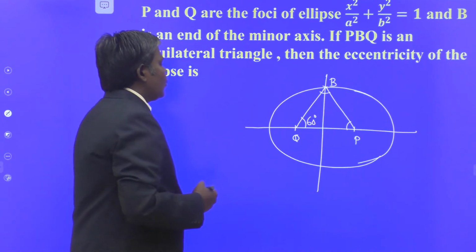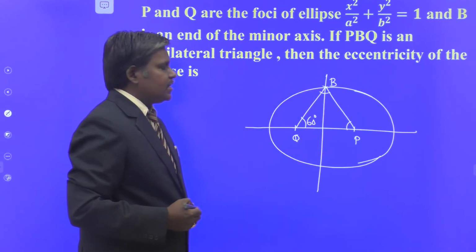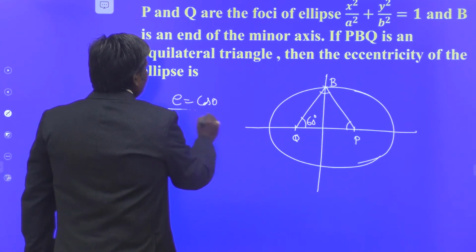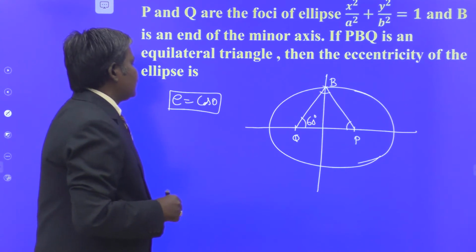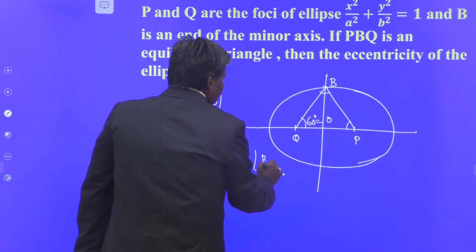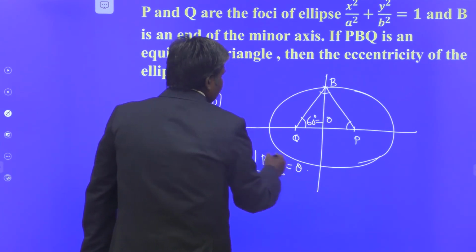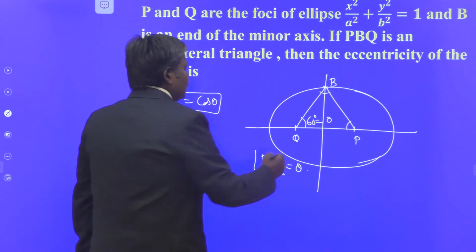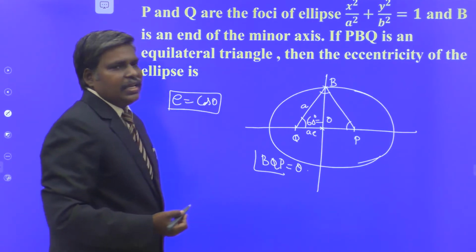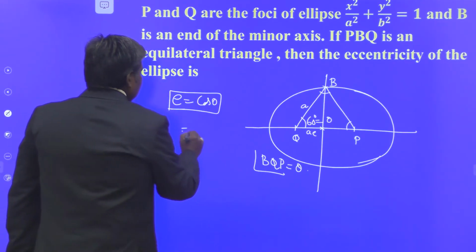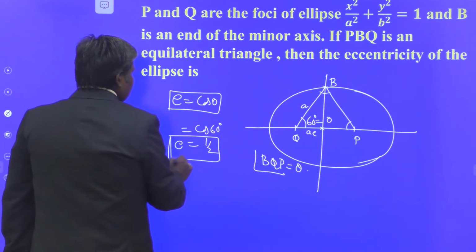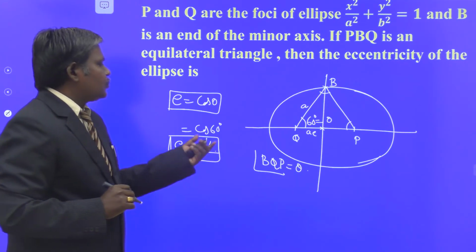It is 60 degrees. Once you know this angle, you can write its eccentricity by the formula E is equal to cos theta. We derived this one already. If angle BQP is equal to theta, eccentricity E equals cos theta, because the distance from here to here is AE and the distance is A. AE by A we have E. So what is cos 60? Cos 60 degrees is equal to 1 by 2. So the eccentricity of the ellipse is 1 by 2. So simple question.